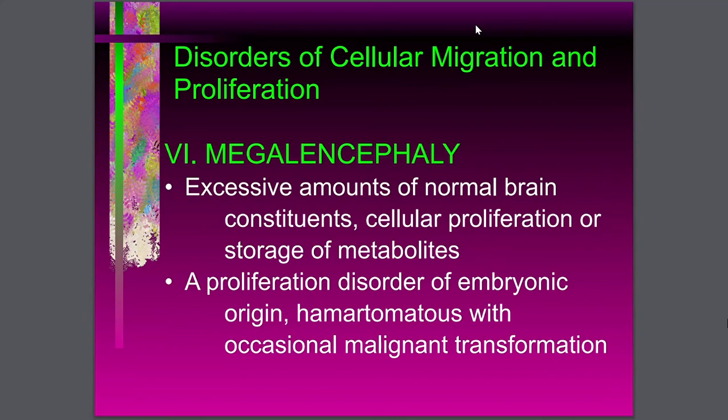And then it may also be due to excessive proliferation of the supporting brain tissues, no? Or there may be storage of metabolites, abnormal metabolites in the brain. So this is seen in your inborn errors of metabolism, no? There is storage of your glycogen, arylsulfatase deficiency, different enzymes that may cause the deposition of several galactosides in the brain, no? So storage of metabolites. So this is a proliferation disorder of embryonic origin, hamartomatous with occasional malignant transformation.